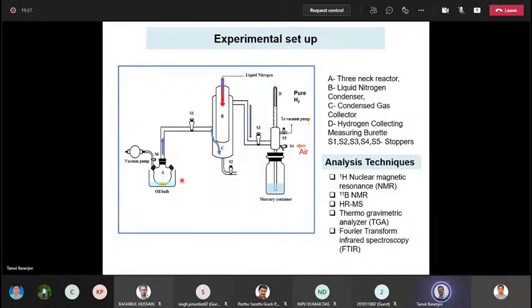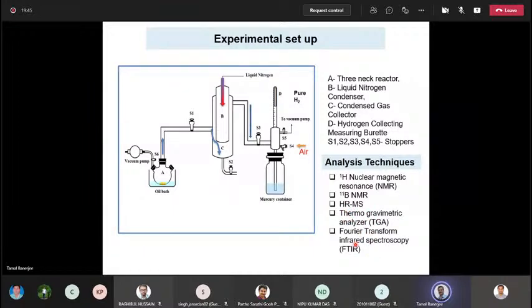After that, whatever compound you have here, we check it through analysis techniques: NMR, boron NMR, then HRMS, thermogravimetric analysis, and FTIR. So we see what the compounds are. We will have oligomers of these starting materials, so we check for that.